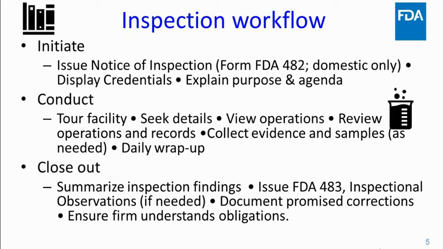The inspection typically ends with a closeout meeting. The investigator summarizes the inspection findings. At this point, if necessary and required, an FDA 483 inspectional observations form might be issued to the firm. The firm may promise corrections. These are documented by the investigator.